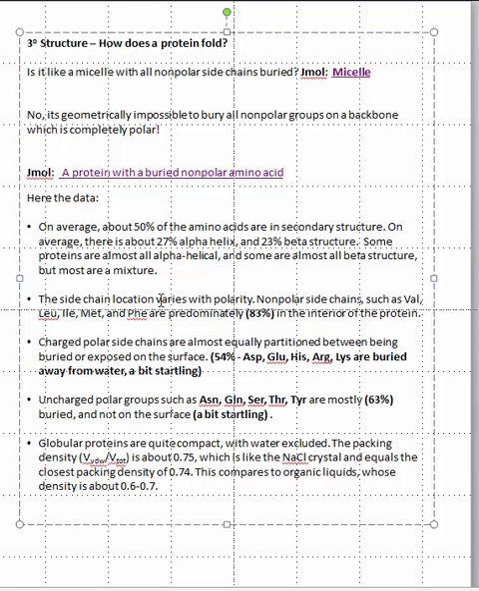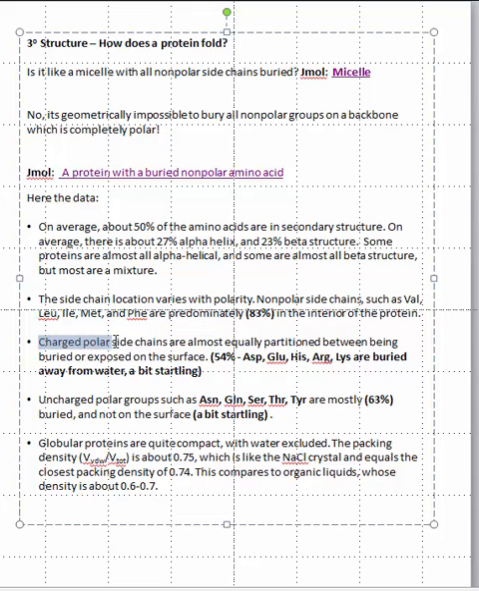You would think that the location of side chains would vary with their polarity, just like it does for a micelle, in which not the side chain but the tail is completely buried. Turns out nonpolar side chains like valine are predominantly buried in the interior of a protein. 83%. That means you can't bury them all. We talked about an example with hemoglobin, but almost all of them are. There's no way to do it with a protein because it's much more complicated.